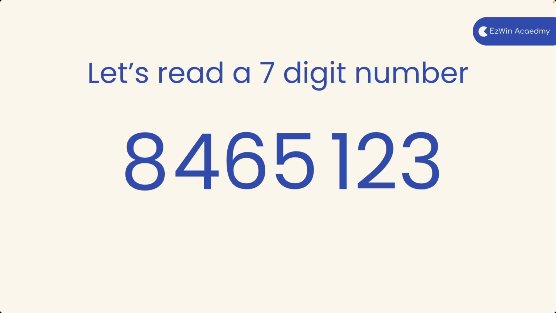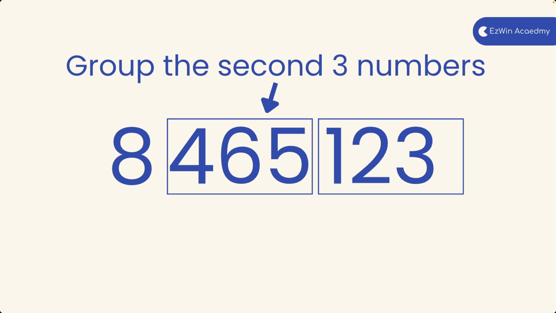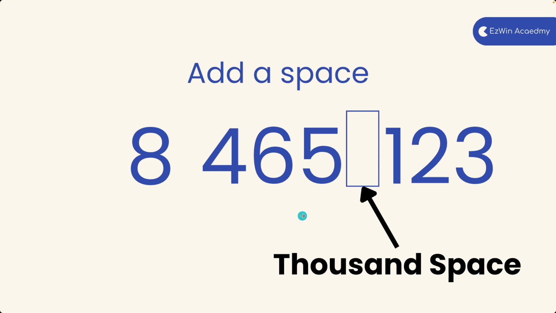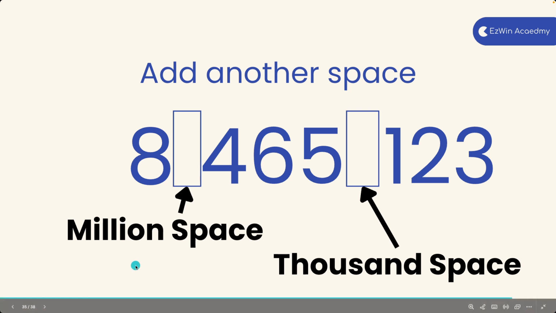And now let's move on to the last step, which is the 7-digit number. Don't worry, you already know how to do this. Same thing, we're going to group the first 3 numbers, which is 1, 2, 3. Then we're going to group the second 3 numbers as well. And now we just put the spaces in between the groups, including the 8 over here. In between 4, 6, 5, and 1, 2, 3, this is the thousand space. And you might guess that the next space that we're going to add is called the million space. So if you're a millionaire, don't forget me.